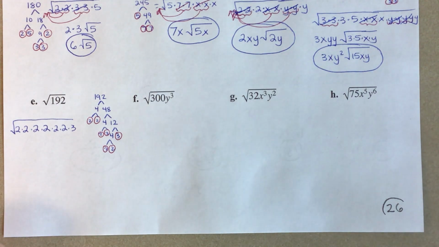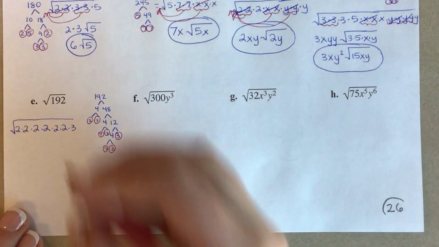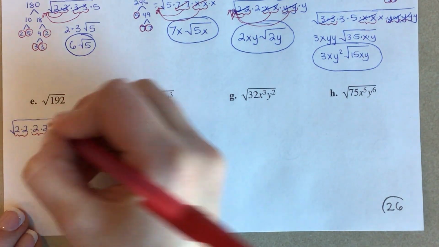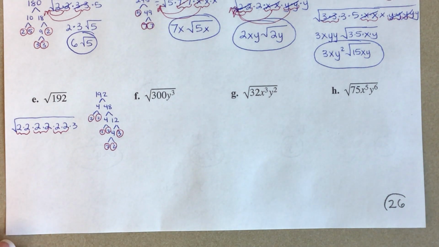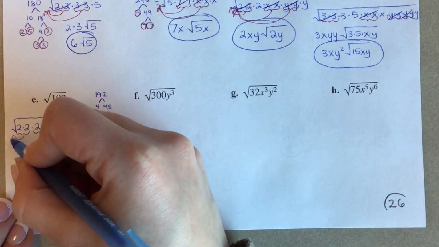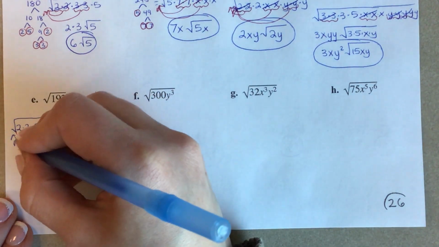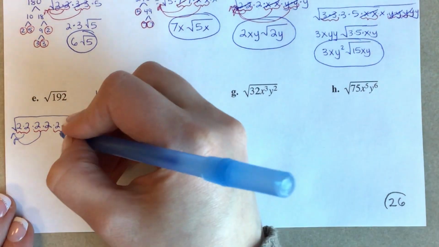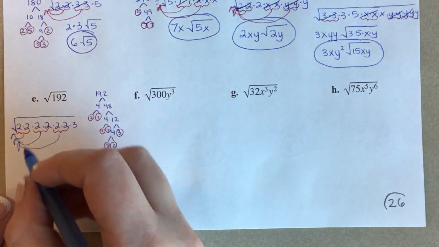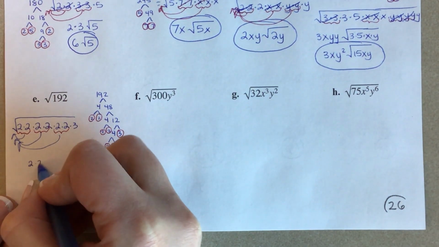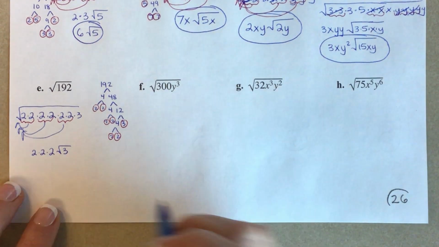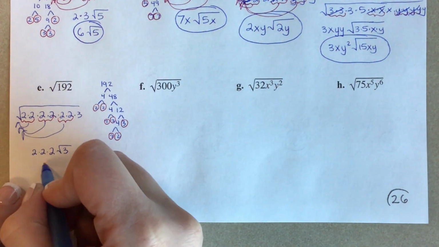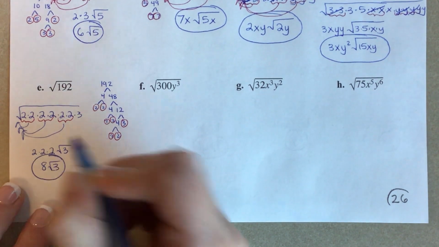All right. Now I'm looking for pairs of 2. So I have a pair of 2's, a pair of 2's, and a pair of 2's. So this 2 is coming to the front, that 2, sorry, and this 2 is coming to the front. So that's going to be 2 times 2 times 2 times the square root of 3, which will then get us 8 square root 3.